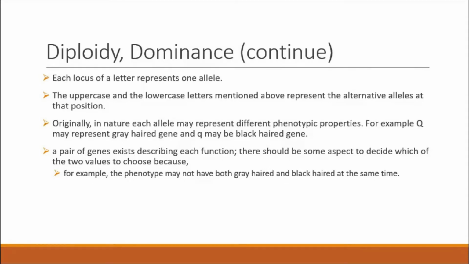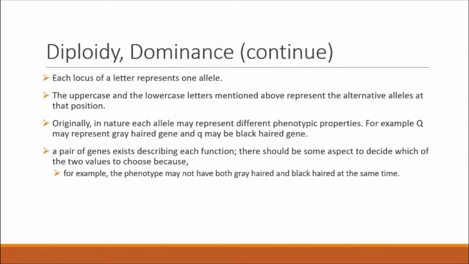Originally in nature also, the alleles may represent different phenotypic properties, like Q may represent the gray-haired gene and small q may represent the black-haired gene. You might have studied this in your school days, in biology classes. Out of these two chromosomes available in a human being, each gene represents a specific property of that particular person.